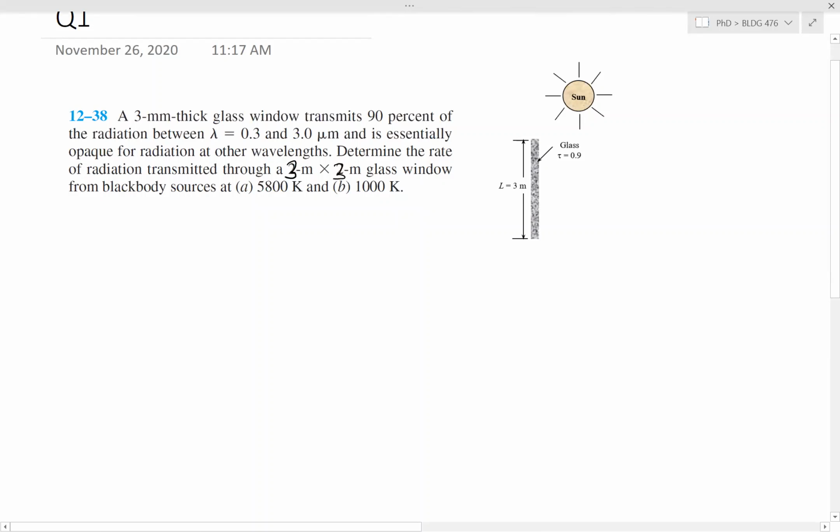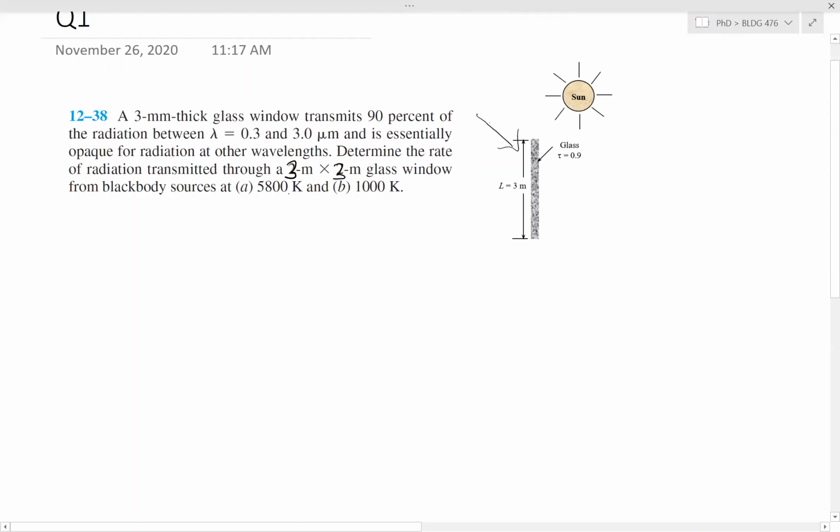Opaque means not see-through. So there's some amount of radiation hitting it, and basically nothing is getting through that's not within these two wavelengths, and 90% of what's between these two wavelengths is getting through. We want to determine the rate of radiation transmitted through the 3 meter by 3 meter glass from a black body at our two sources.